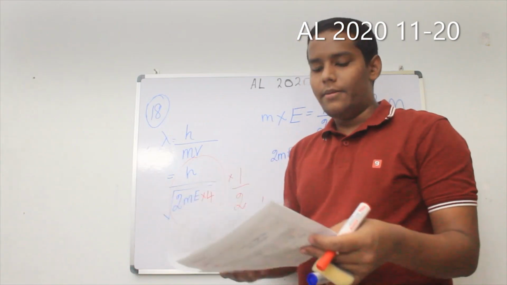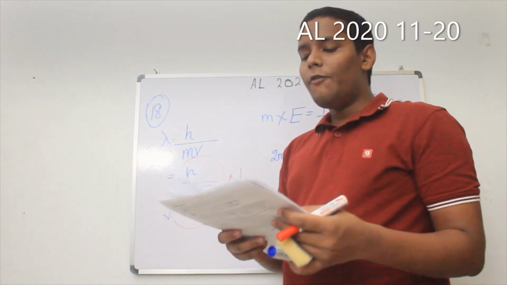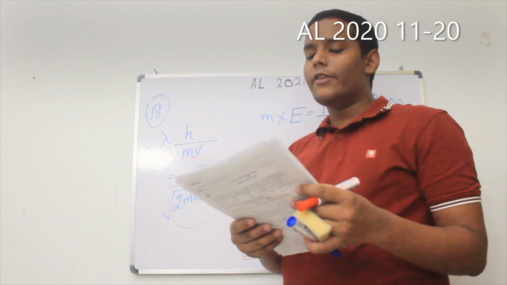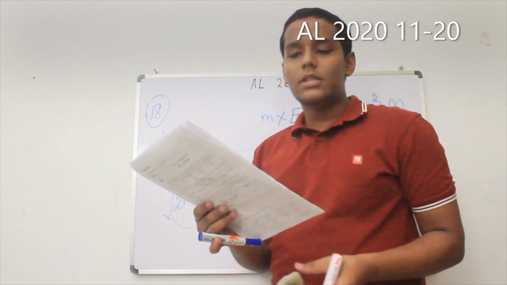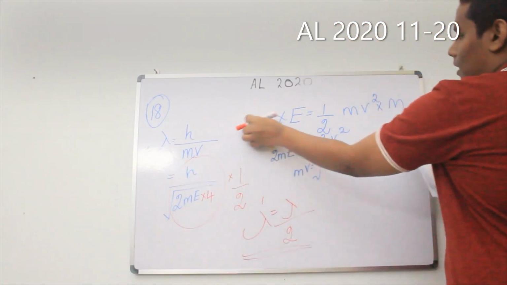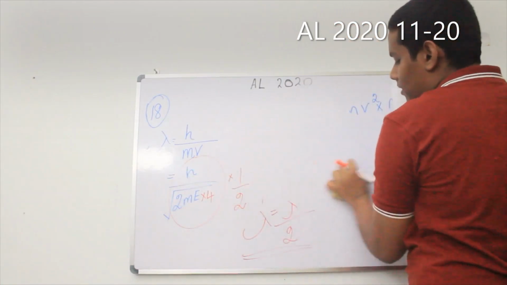Question number 19. Which of the following correctly shows an electrolytic cell constructed for the electrolysis of an aqueous solution of salt MX? Okay. So this is also very direct one from electrolysis.